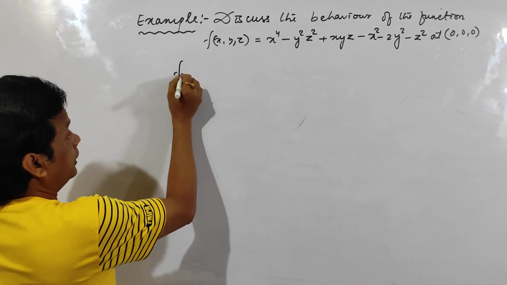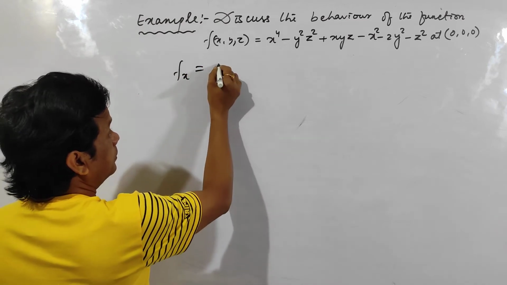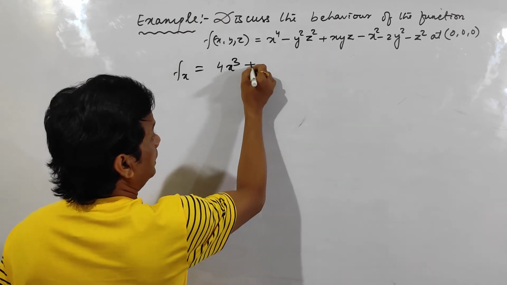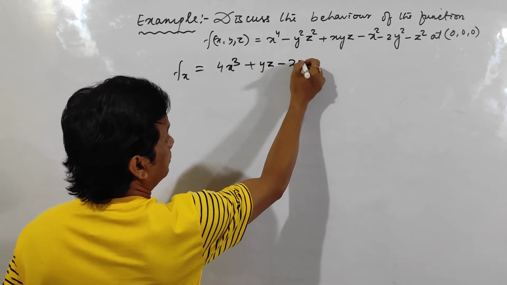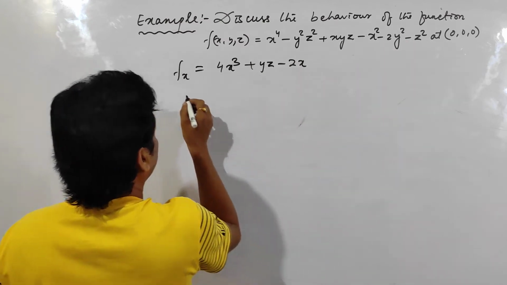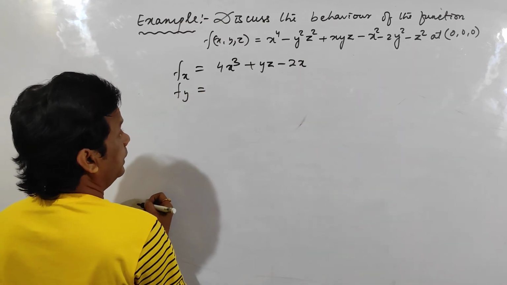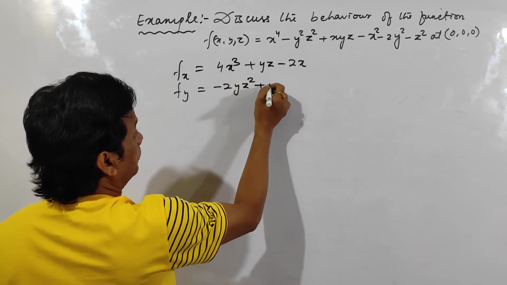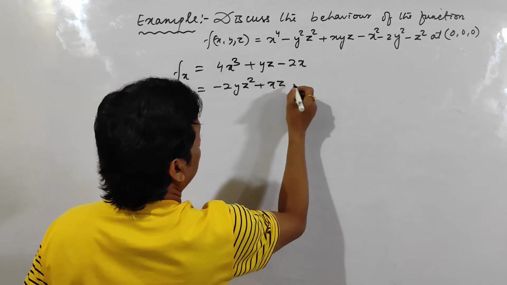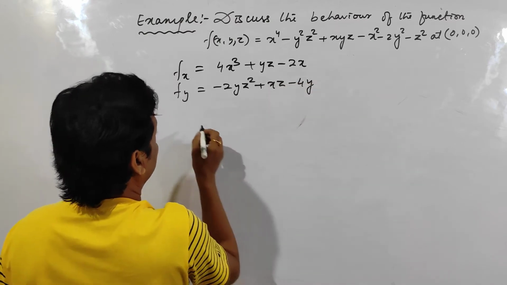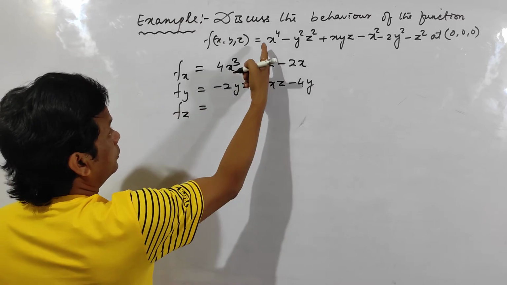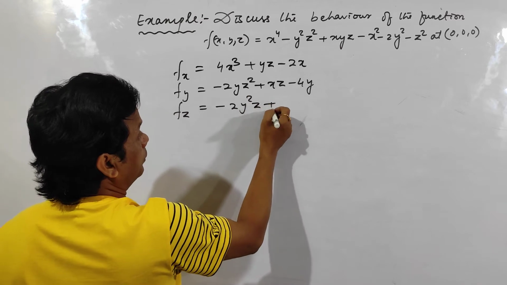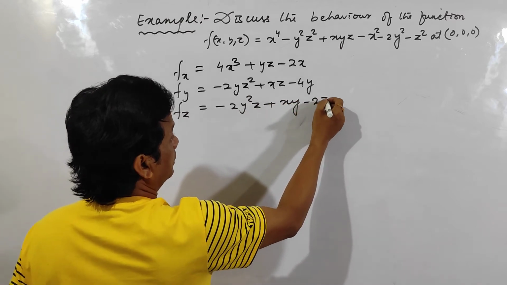Now see here, fx, del f by del x, is 4x cube. This one is 0, there is no x here, and this one is yz. Then the next one is minus 2x, this one is 0, this one is 0. And fy, what is fy? This one is 0, minus 2y into z square plus xz. This one is 0, minus 4y minus 0. Fz, this one is 0, this one is minus 2y square z plus xy minus 2z.